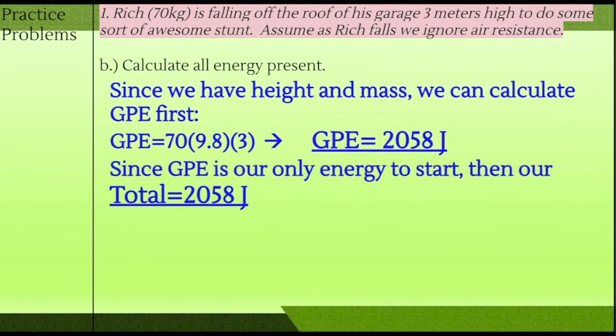Since our GPE is the only energy that we're starting with, that's going to be our total energy. So in this case, our GPE is equal to the total. And again, that's only the case because GPE is the only energy that we start with. If we started with more than one energy, we would just have to add those up to get our total.